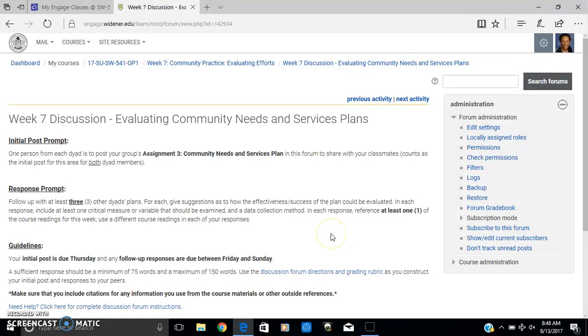In each of your responses, include at least one critical measure or variable that should be examined, and a data collection method. So it's a variable or measure and a data collection method. And what you are required to do is in each response reference at least one of the course readings for the week. As always, your initial post is due by Thursday, and the follow-up responses are due between Friday and Sunday.